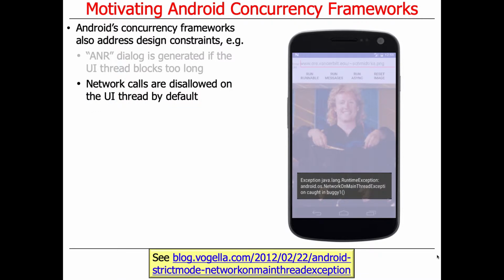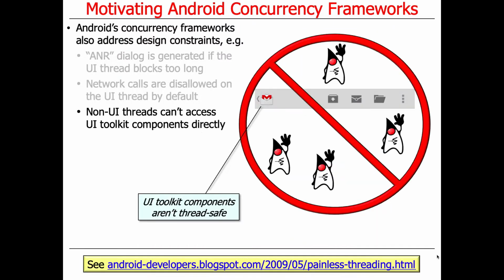Another constraint, and this is sort of related to this, is that network calls for sending and receiving data across the network are disallowed on the user interface thread by default. So if you attempt to make a network call on the user interface thread, you're going to get an exception, the network on main thread exception, and the indication here is that something has gone awry, because you tried to use a network call on the main thread, the UI thread. Similar idea. A networking call could block, because networks are typically a lot slower, depending on the network and its congestion at any given point in time. So they disallow that by default.